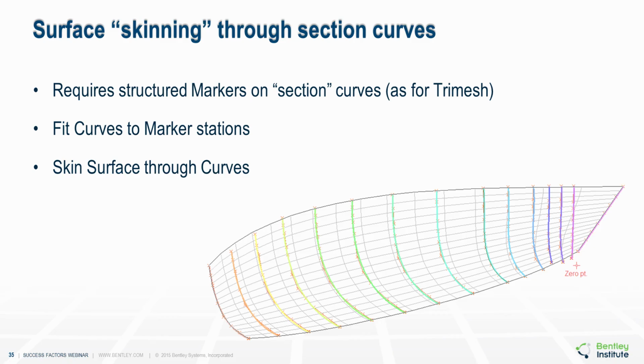So now we can look at the final method, which is basically skinning a surface through a number of section curves, or curves that define the cross-section of the surface shape we're after. So this requires the markers to be structured on sections in a similar way as we've been using to generate the tri-mesh. We then fit curves to those marker sections and then skin a surface through those curves.